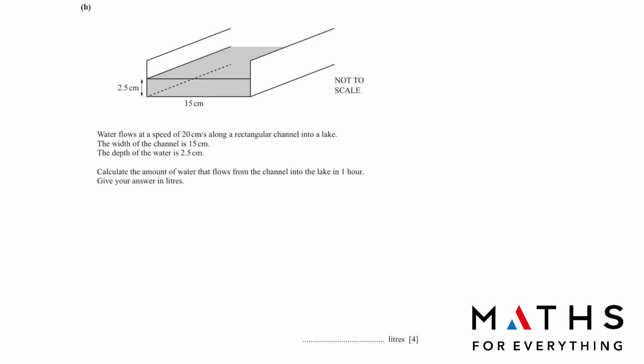Part B. Let's read the question. Water flows at a speed of 20 centimeter per second along a rectangular channel into a lake. The width is 15 centimeter and the depth is 2.5 centimeter. Calculate the amount of water that flows from the channel into the lake in 1 hour. Give your answer in liters. 4 marks. Again, a very easy question.